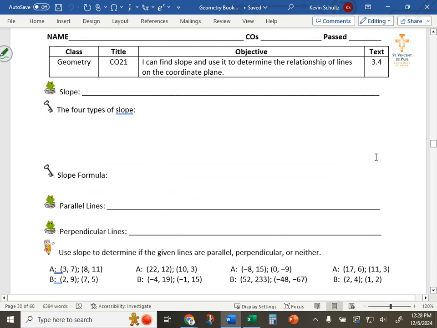We are moving on to CO21, which is a whole big review of last year's algebra. What was it? PO20, PO28, and PO29, all about slope and using it to determine the relationship of lines on the coordinate plane. When we're talking about relationships of lines, we're talking about parallelity and perpendicularity. So for starters, reviewing slope.